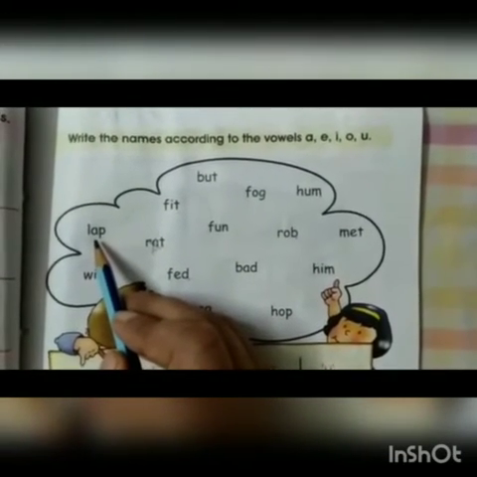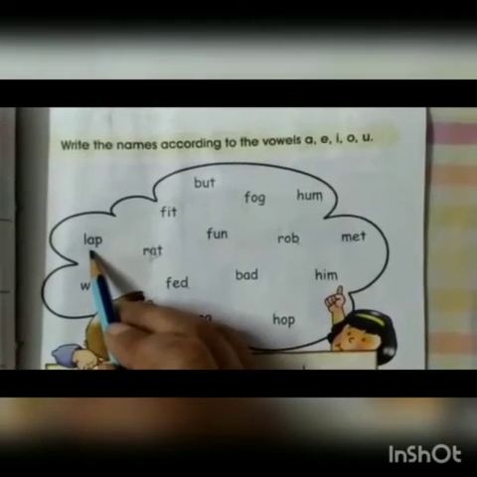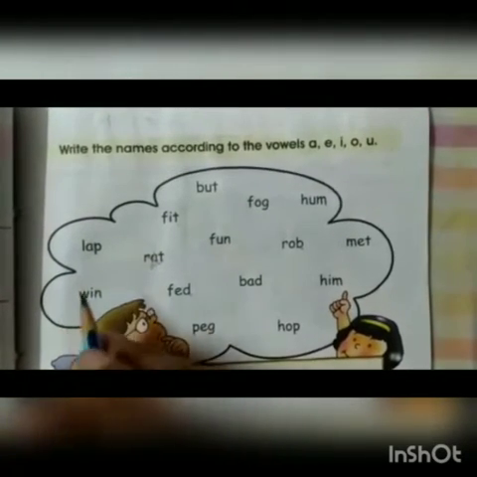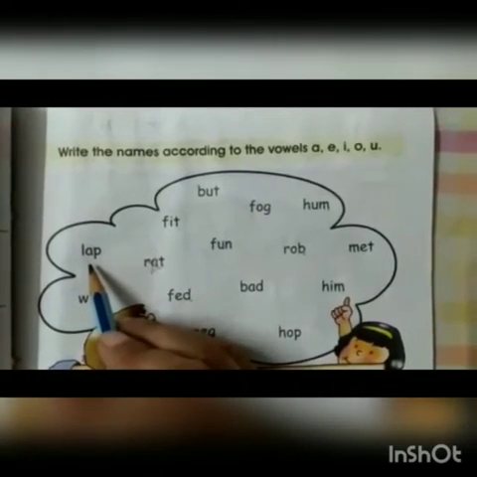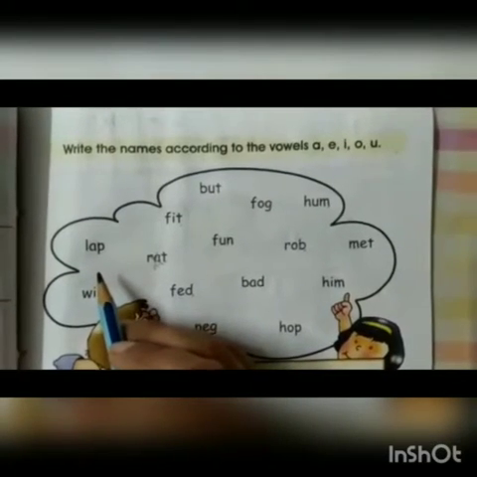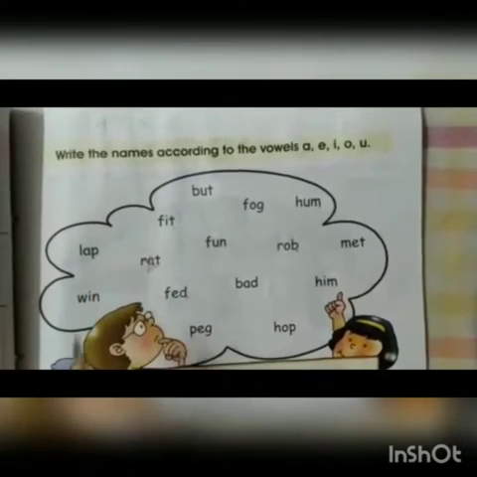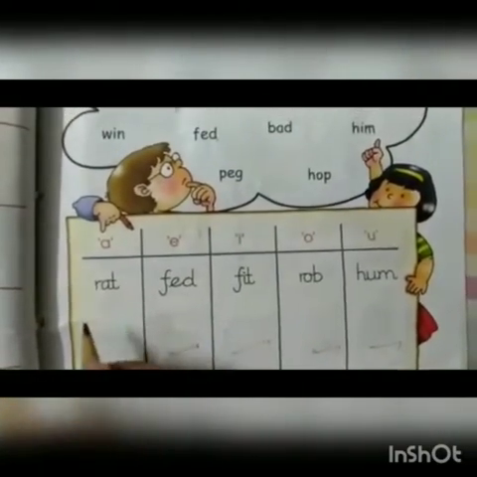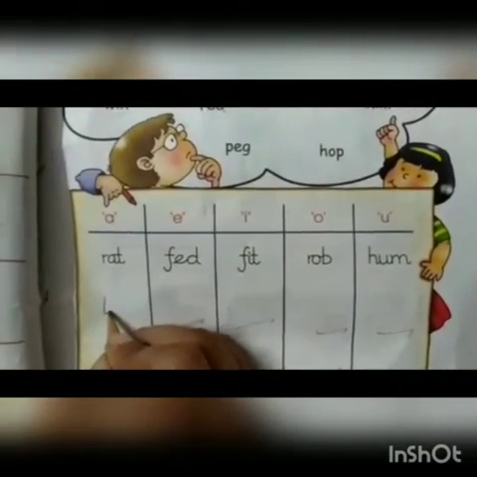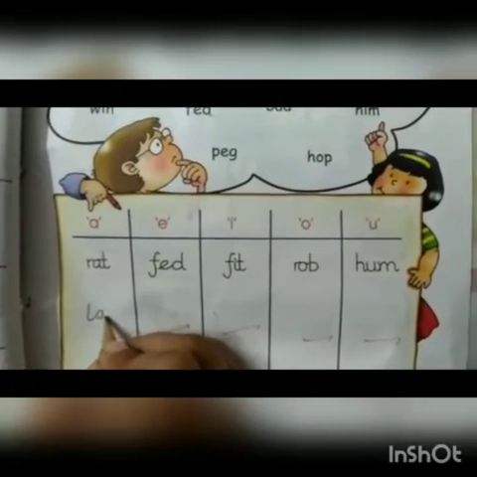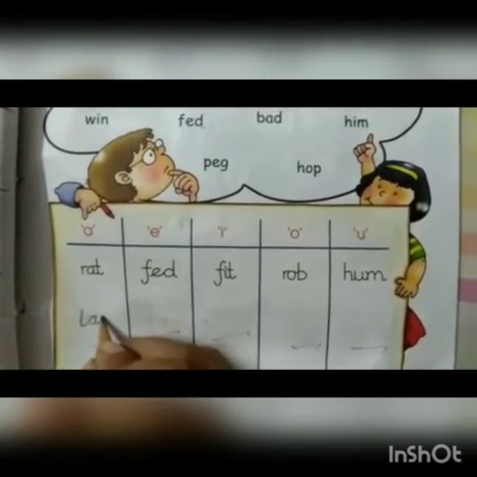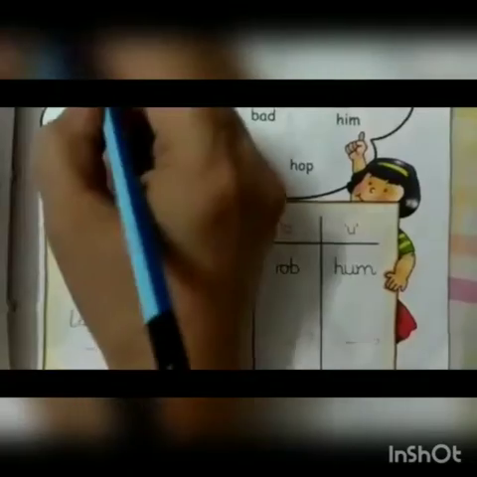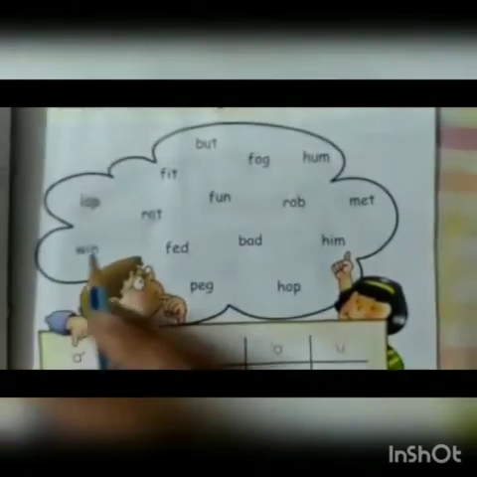Now read this name. Lap. Which vowel used in lap? A vowel. So we will write this name in A vowel column. Lap. L A P, lap. Come to the next.